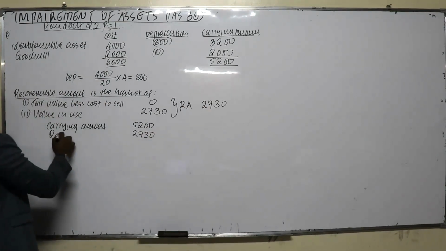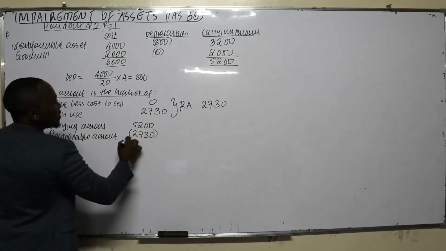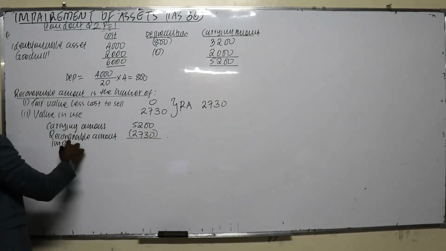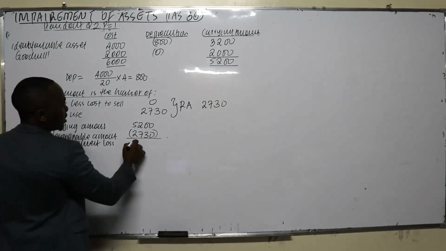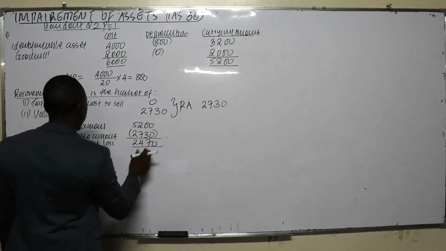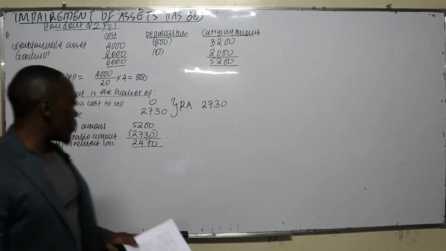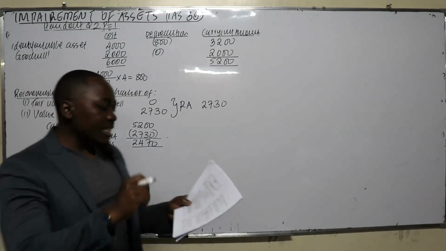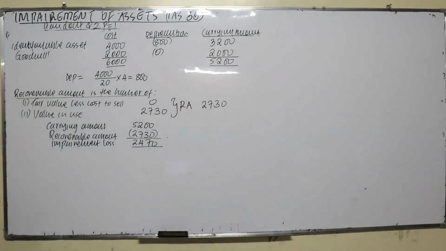That's what we call the recoverable amount. That means there was an impairment loss of how much? Yeah, 2,470. That's the impairment loss. Now let's go to the required. Calculate the impairment loss, which we have as 2,470, and state how it should be allocated to the assets of country A. Now let's go back to the second definition. Cash generating unit.